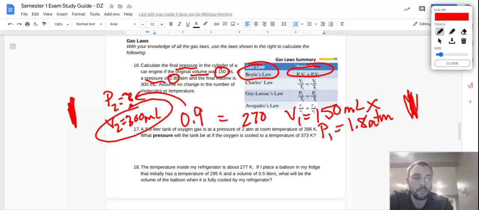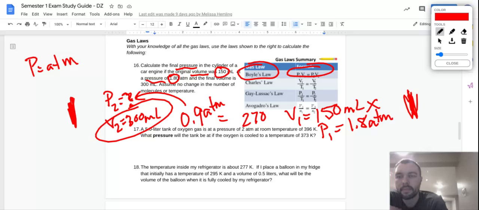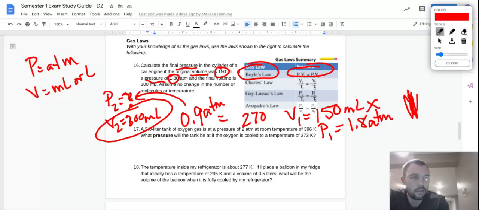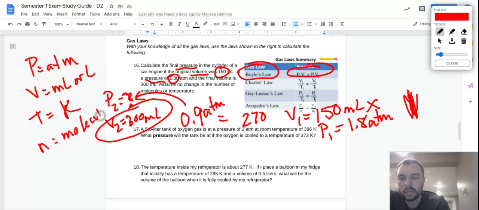So I'm going to multiply same side, divide by the third number, and this is a pressure, so the units are going to be atm. Pressure is atm. Volume would be milliliters or liters. Temperature should be in Kelvin, and we should have n, which would be the number of molecules, just to help us recognize what we should write.